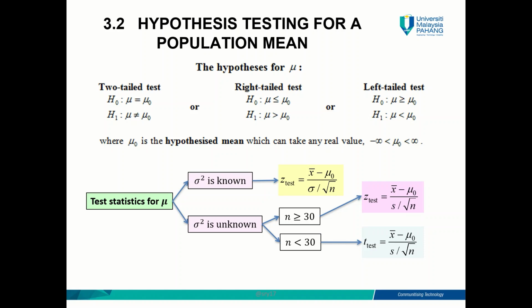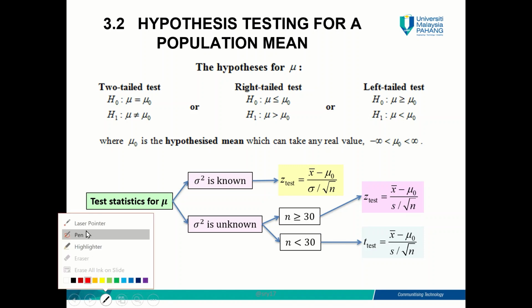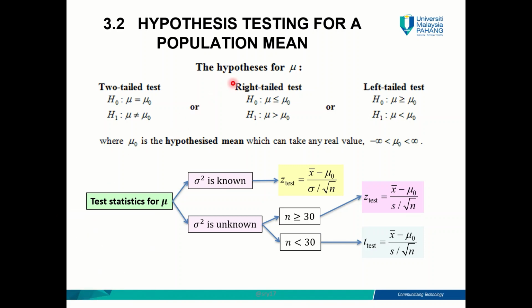First, let us look at the three types of hypothesis testing. If it is involving one mu, the two-tailed test will look like this: H0, mu equals a certain value that will be given in the question; H1, mu not equal to the hypothesized mean. If it is a right tail test, then your H0 will be mu less than or equal to the hypothesized mean, and H1 will be mu greater than the hypothesized mean. Or if it is a left tail test, the null hypothesis will consist of mu greater than or equal to the hypothesized mean, and H1 will be mu smaller than the hypothesized mean.